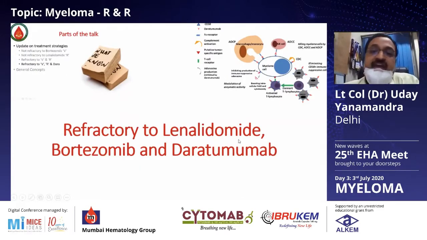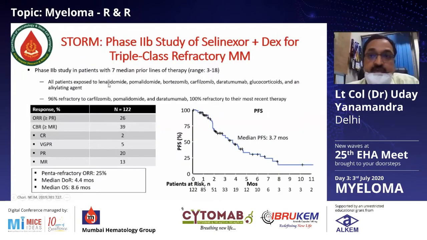Lastly, coming to refractory to len, boti, and dara. So those patients who are triple refractory. What are the options in this particular group of patients, other than the newer agents or recruiting them to clinical trials? So use of selinexor, the STORM trial, the phase 2B study, wherein they have combined selinexor with dexamethasone, has shown a significant ORR of around 26% in patients who are triple refractory.